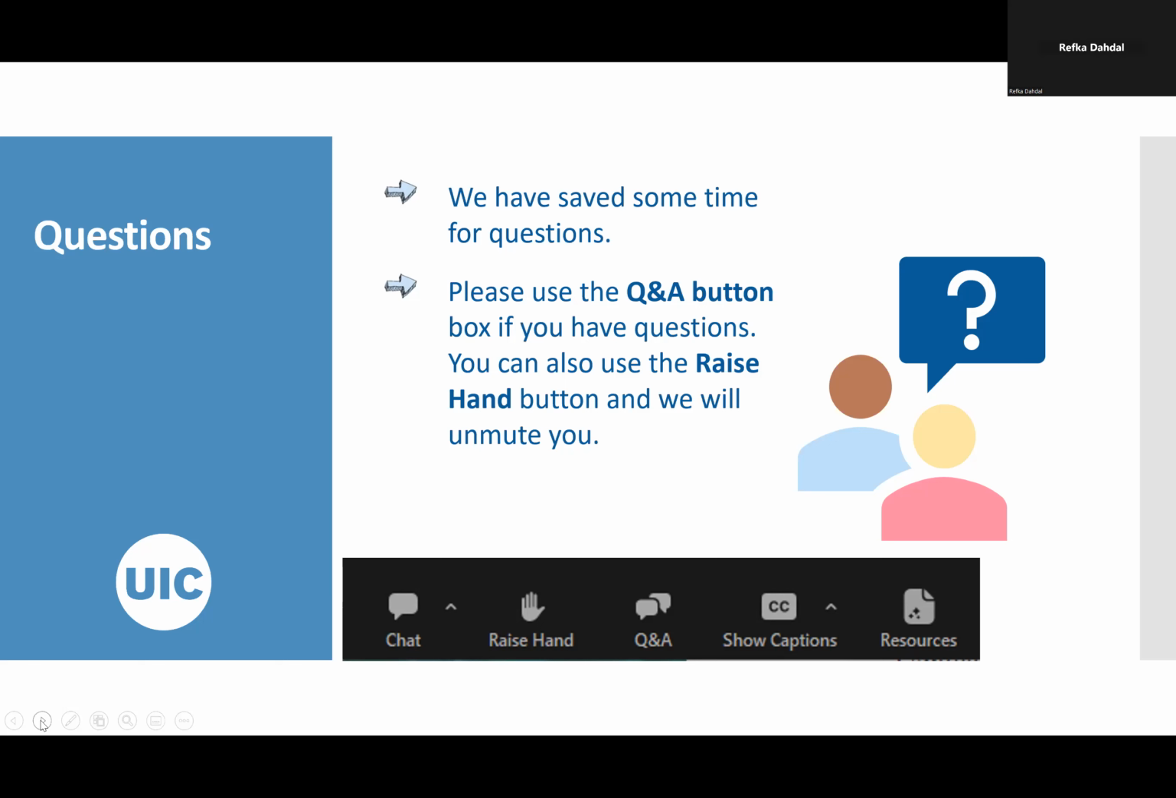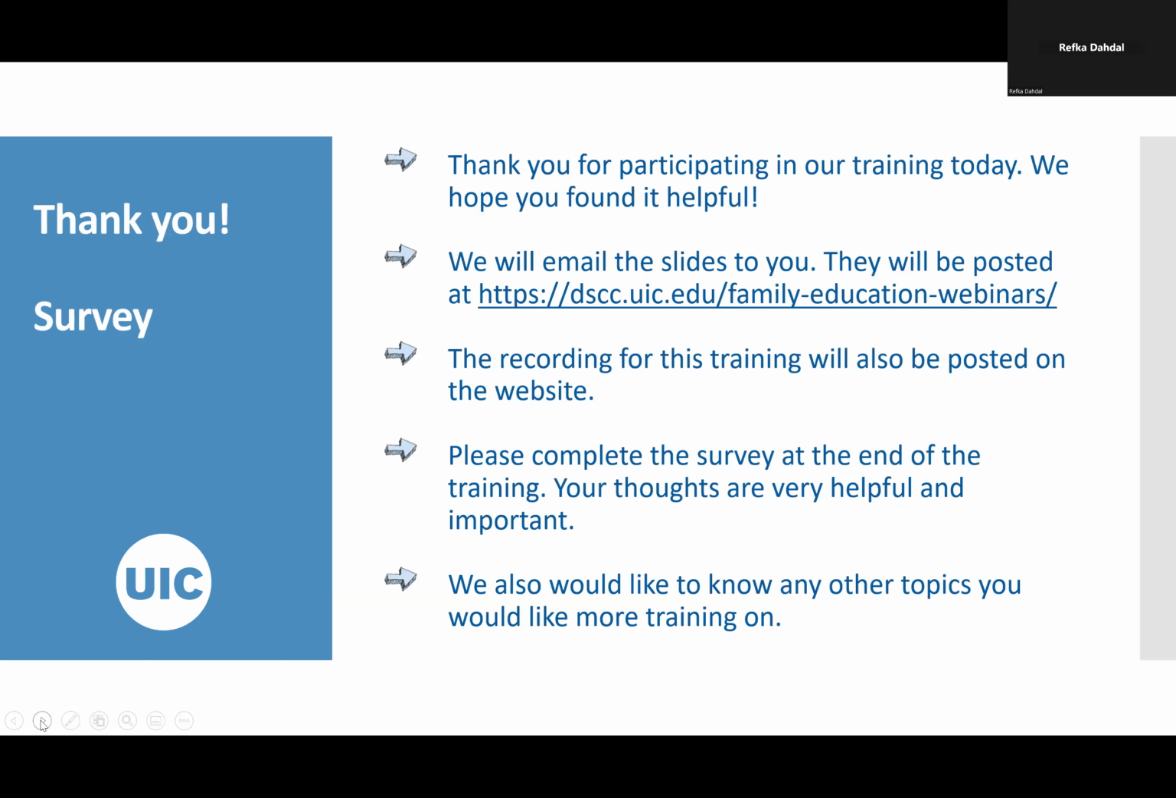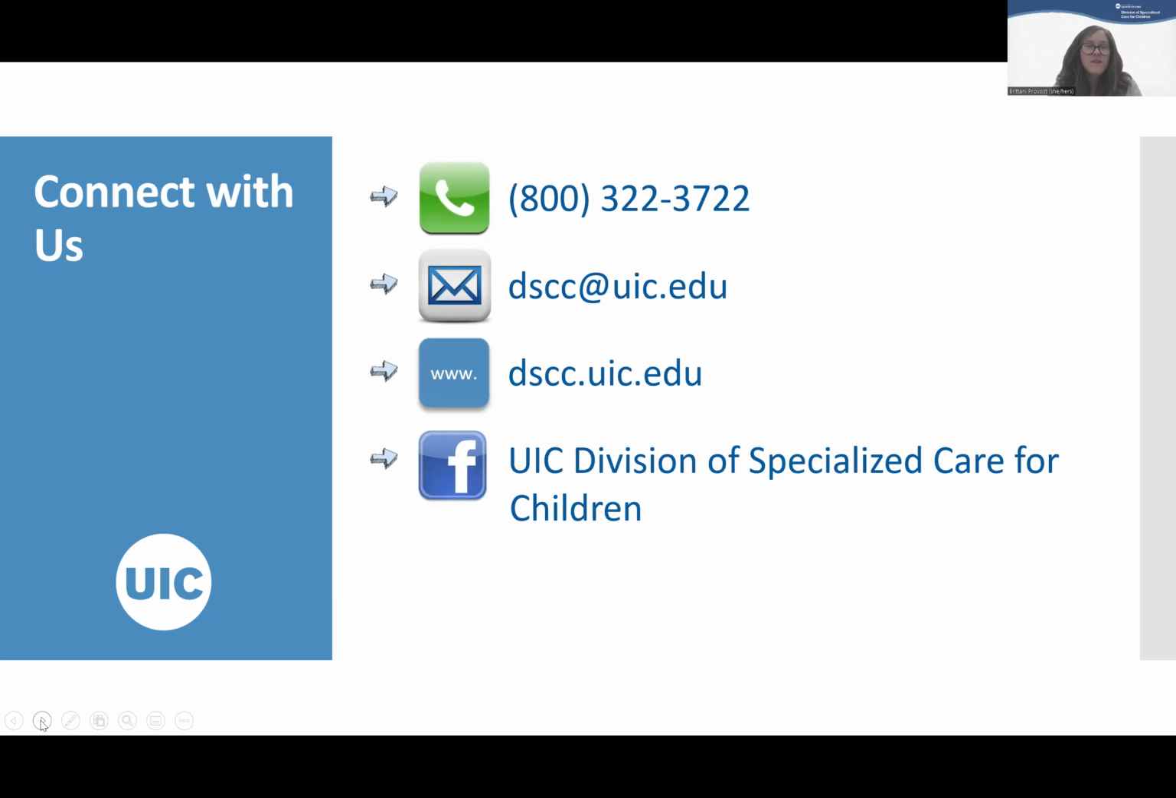So my daughter is not in the DSCC anymore because she aged out at 21. Are there still resources that are helpful? Who do I send the email to? It's just dscc@uic.edu, and we'll have you sign an authorization form and make sure that we can communicate with Blue Cross and make sure you get connected with the right people.